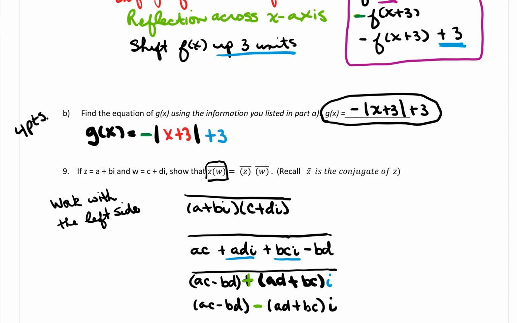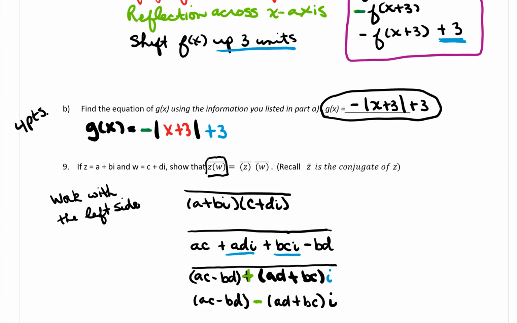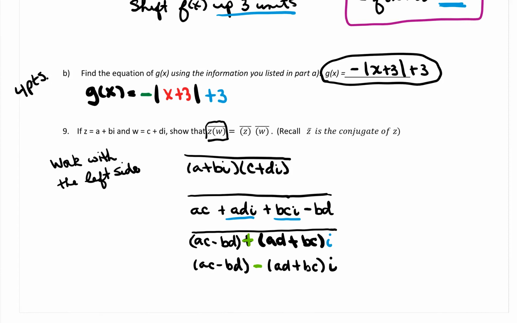It's not quite in the form that I can see that this is Z bar times W bar. And so let's distribute our I, and then let's regroup things. If we distribute our I to the AD plus BC, let's just drop our parentheses for the first parentheses. So we have AC minus BD, and then let's distribute negative I. So negative I times AD, so this is minus ADI. And then negative I times BC is negative BCI.